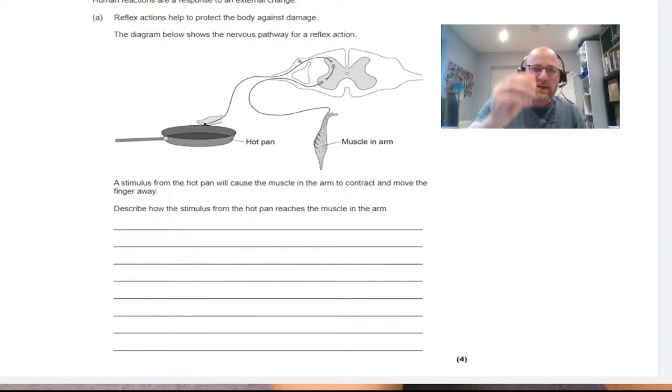But basically you just need to describe the path. You've got to describe the path, how it works, what's traveling down what neuron. Remember the gaps, remember the names of the neurons, what is traveling down them, where it's going, and that's going to get you the 4 marks.